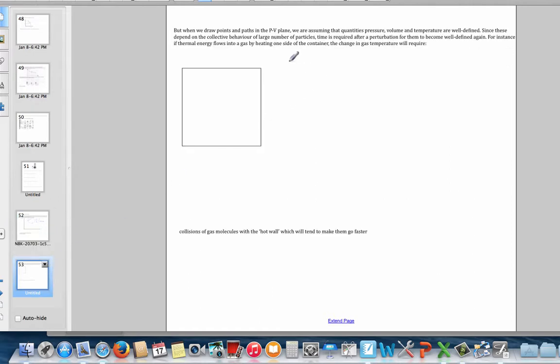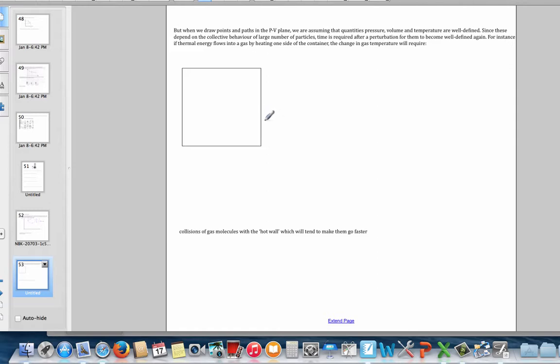Now, when we draw points like that in the PV plane, we're assuming that there actually is a pressure, only one value of pressure, that's uniform throughout the sample. In order for that to be true, it turns out that things have to be changing fairly slowly. We have to be at equilibrium or very close to it.